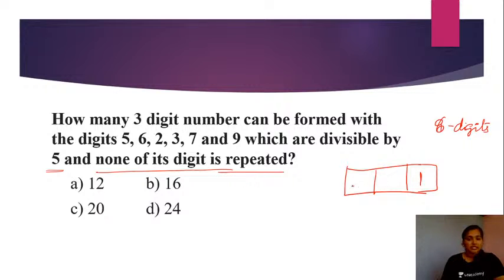So I cannot place the number 5 in the hundreds and tens places, right? So how many digits are we left out with now? 6 minus 1, which is 5. So I can fill in the tens place in 5 different ways, and I can fill in the hundreds place. Now 2 digits are taken out from the 6, so I have 4 different remaining. So the answer here in this case would be 4 into 5 into 1, and this is equal to 20 different ways.